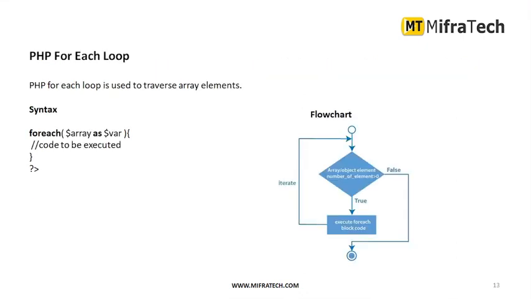PHP foreach loop. The PHP foreach loop is used to traverse array elements. When we are executing array elements, they will be traversed. You can see a flowchart.